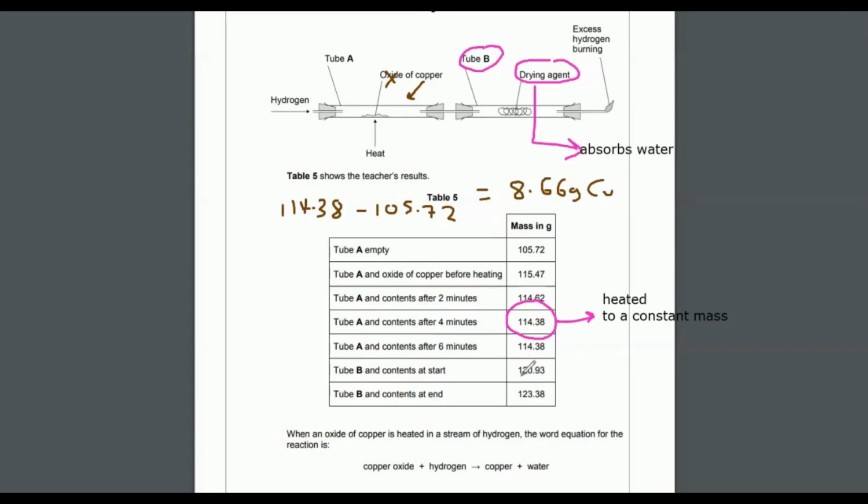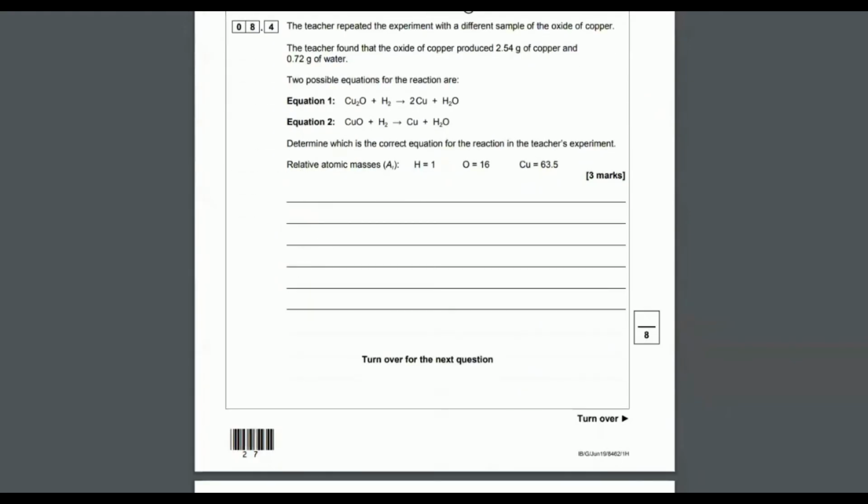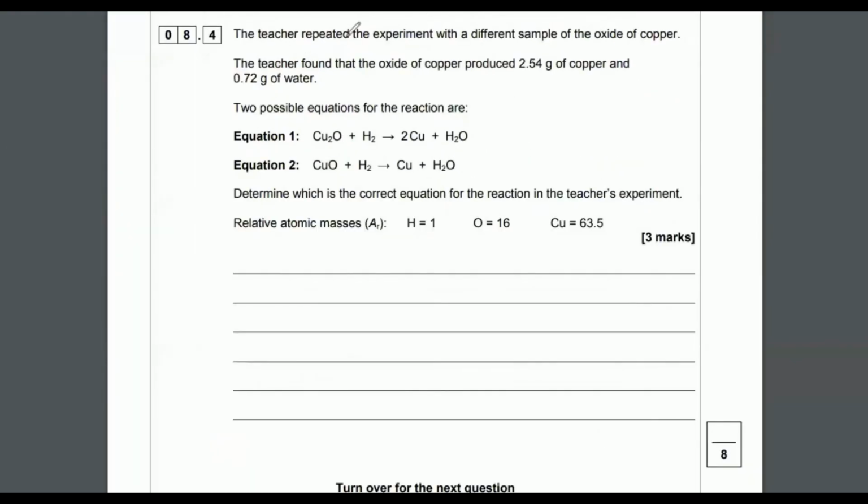Next, we need to work out the mass of water that's been released, and it's tube B that tells us this. Any hydrogen gas that comes through has joined with the oxygen from the copper oxide and enters tube B. It then gets absorbed by the drying agent, so the mass of tube B goes up. To find out how much it went up, we do 123.38, the final mass of tube B, minus the initial mass of tube B, 120.93, and we find out that tube B went up by 2.45 grams. So that's the mass of water. Our mass of copper was 8.66 grams, and tube B, absorbing the water, went up by 2.45 grams.